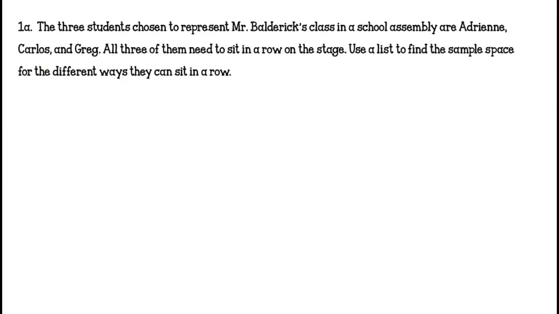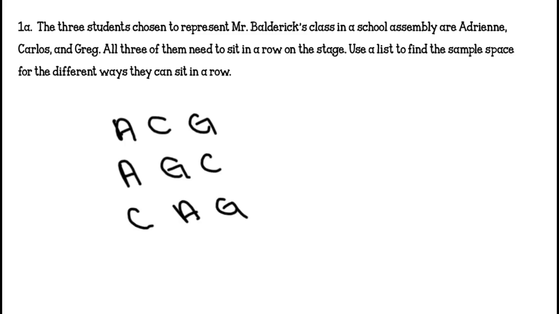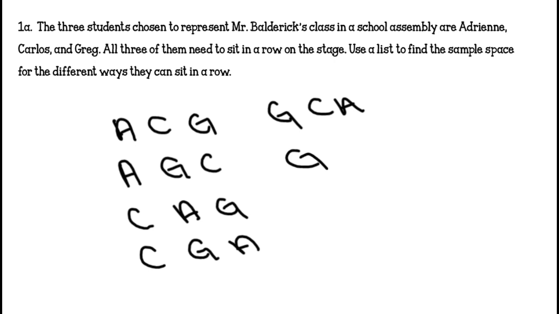1A, the 3 students chosen to represent Mr. Baldrick's class in a school assembly are Adrian, Carlos, and Greg. All 3 of them need to sit in a row on the stage. Use a list to find the sample space for the different ways they can sit in a row. So you could do Adrian in front, Carlos, and Greg. You could do Adrian in front, Greg, and Carlos. You could do Carlos, Adrian, Greg, or Carlos, Greg, Adrian. You could do Greg, Carlos, Adrian, and Greg, Adrian, Carlos. So there are 6 different ways that you could do this.